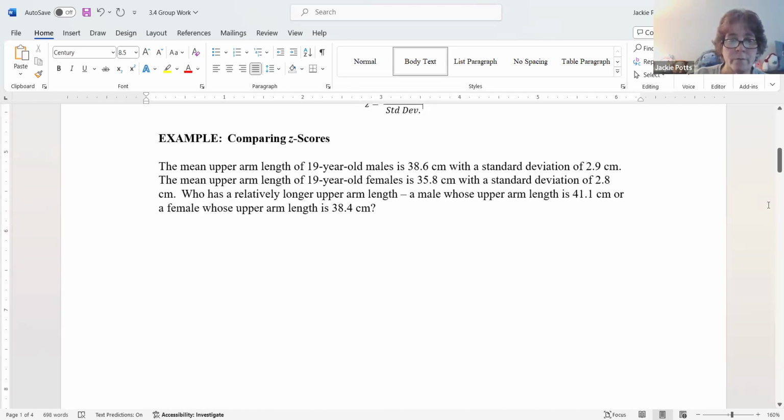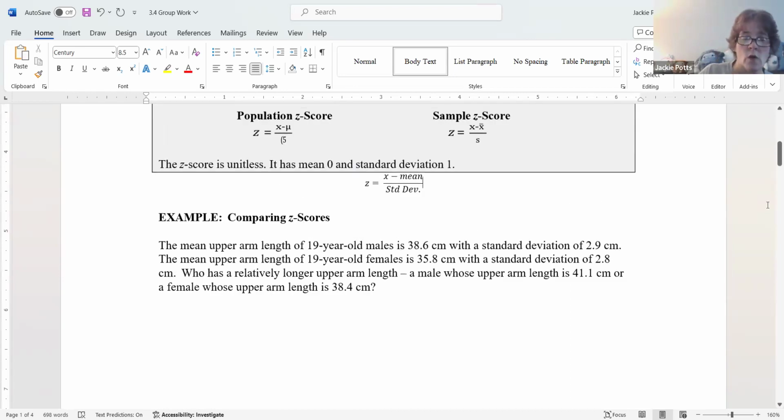So, we have a mean upper arm length of males at 38.6 with a standard deviation of 2.9. And we have the same for female. And it says who has the relatively longer arm length? Well, by pure number, it looks like the male does.